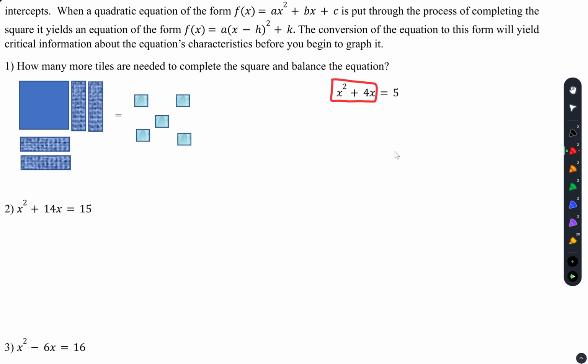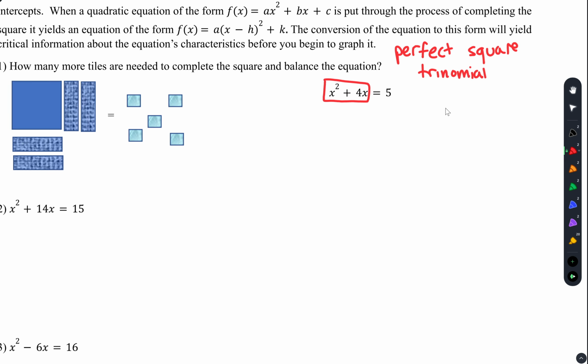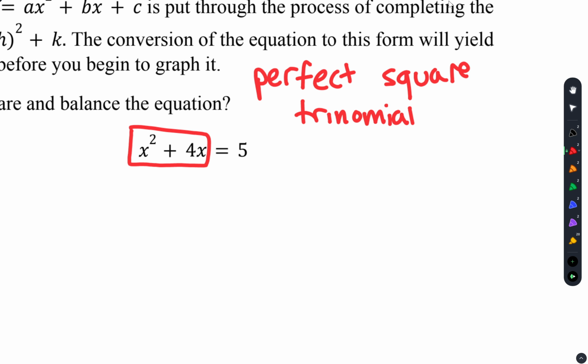A perfect square trinomial is when we have a standard form that factors out to something times itself. For example, x plus 1 times x plus 1 would make a perfect square trinomial. The goal, because we have a perfect square trinomial, is to get it in a vertex form, which would be written as x plus 1 squared. So that's just a little example of what we're going for here.